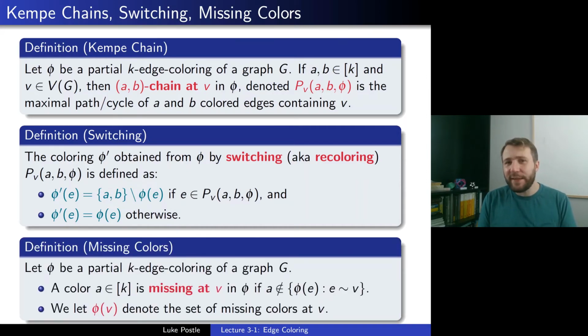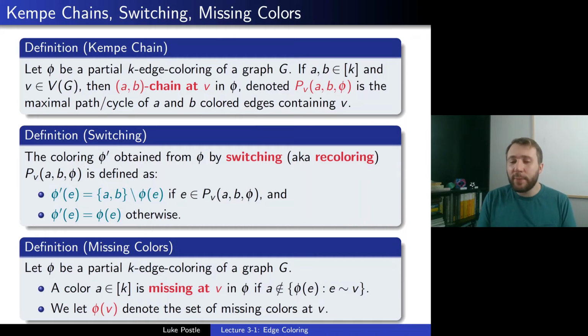And then one last definition I'll need is that of missing colors. So again, I'll take a partial k-edge coloring of a graph G, phi, and here I have to specify what k is, and we'll say a color A in k is missing at v in phi if A does not appear on any edges incident with v. So what colors are there? And it actually turns out it's less important the colors that are there than the ones that are missing, as you'll see why in a little bit.